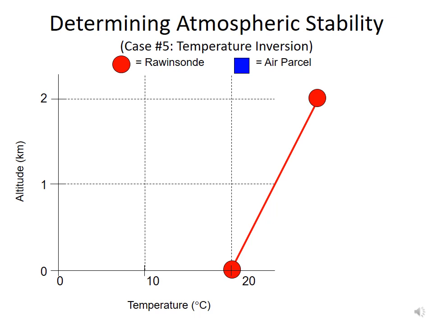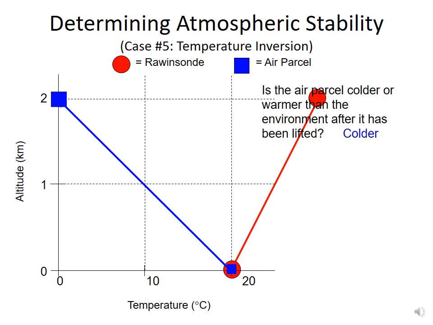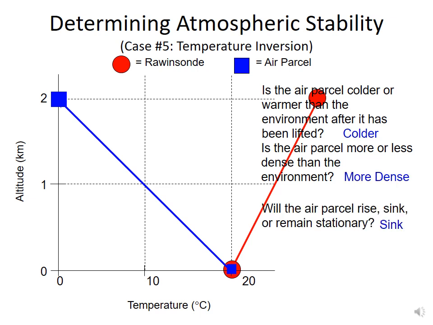And here we have the atmospheric stability for case number 5, where we have a temperature inversion. So now the temperature is actually increasing with height. We do our last thought experiment. We lift our air parcel. Its temperature is now 0 degrees Celsius. Our environmental temperature is much, much warmer than that. So there's a very strong restoring force on our air parcel. Our air parcel is much colder than the environment. It's much more dense than the environment. It's going to sink, and it's going to be very stable.